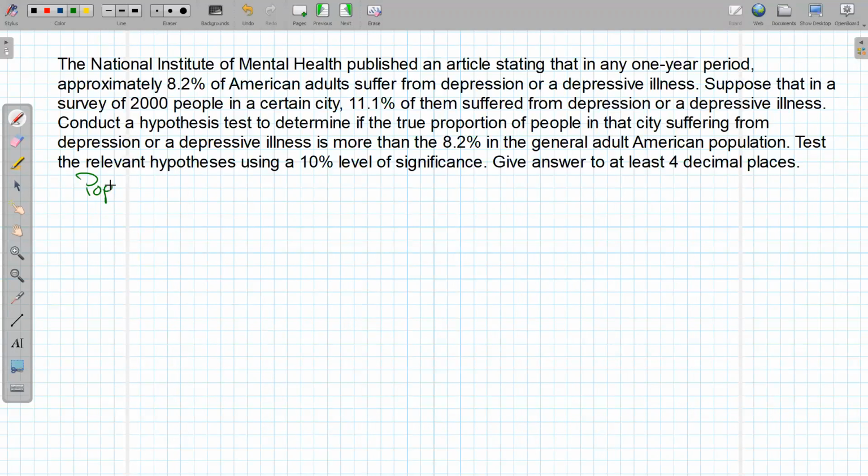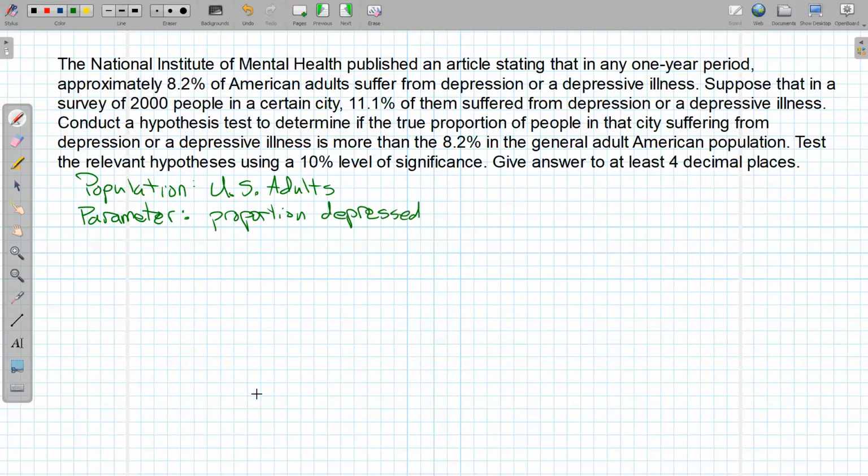So population: American adults, US adults. Right, so this is this group of people. What do I want to know about them? I want to know what percent of them suffer from depression or depressive illness. So that would be the parameter, something we measure with those adults. Proportion, I'm just going to write depressed for now.